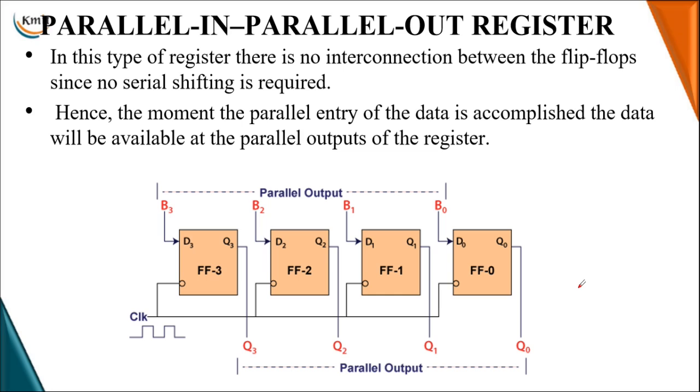In the same manner, there is the parallel shift register. In this parallel shift register, we don't have any cascading connection. So there is no connection between the flip flops. You can enter the data parallelly and you can obtain your outputs from each flip flop through your parallel outputs. So only one single clock is enough here.